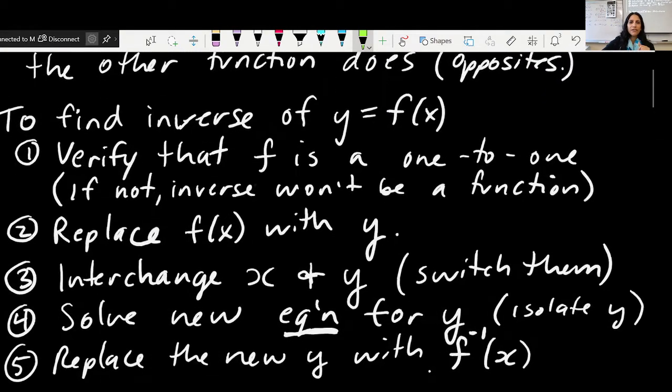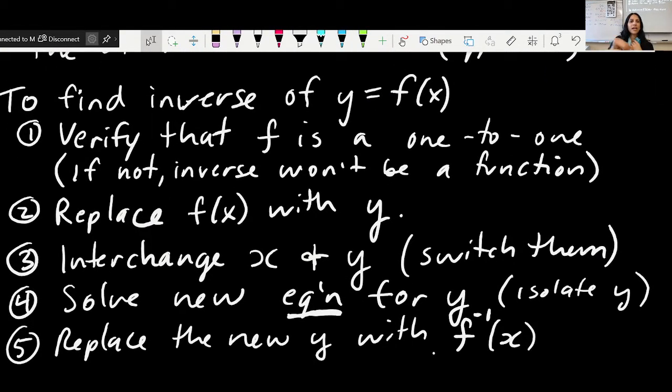So to find the inverse of something like y equals f of x, step 1, we check to see that f is a one-to-one function. We'll talk about that using examples. Step 2, replace f of x with a y. I'll show you that with an example. Step 3, we swap the x and the y values. Step 4, solve the new equation for y. And step 5, replace y with this notation.